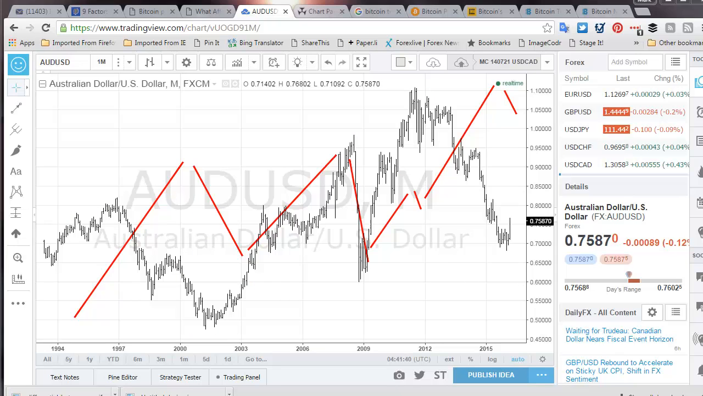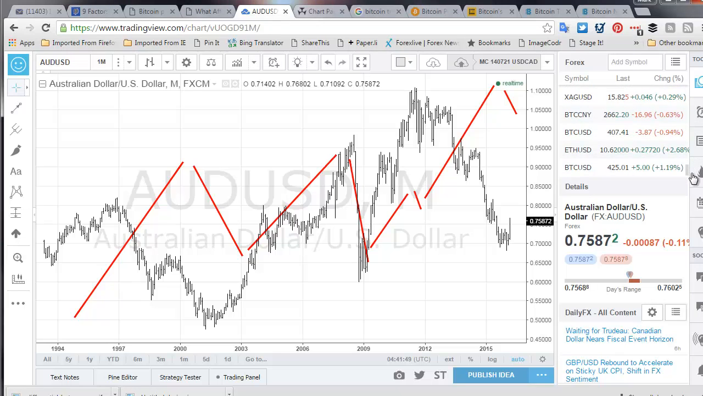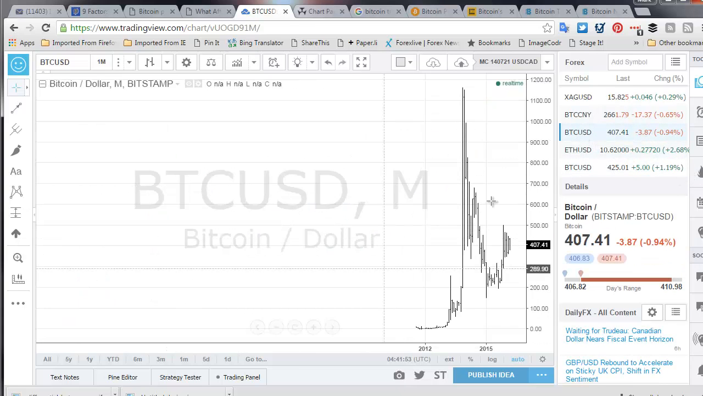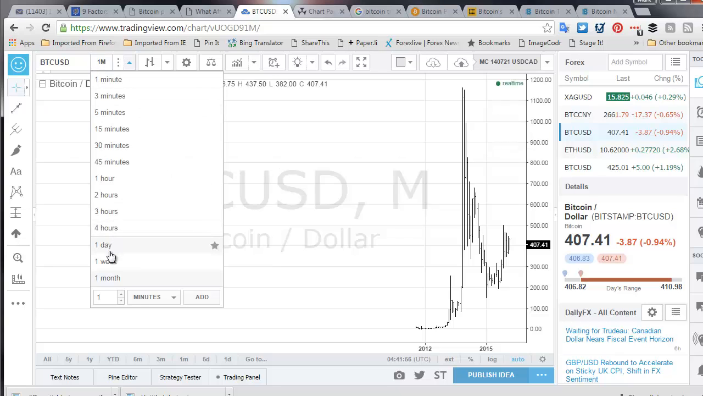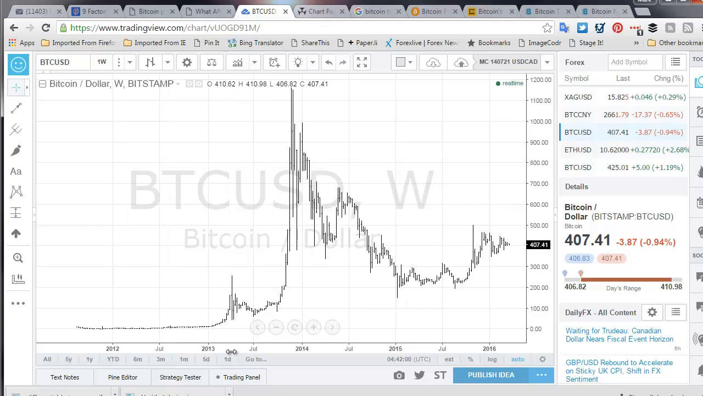So what has that all got to do with Bitcoin, you might well ask? Let's just step across to Bitcoin and have a look. I'm going to change this to a weekly chart for Bitcoin. Now, Bitcoin started in 2009, and for a long time, this exchange, which is the longest running exchange, is Bitstamp. For a long time, Bitcoin price just totally went sideways.